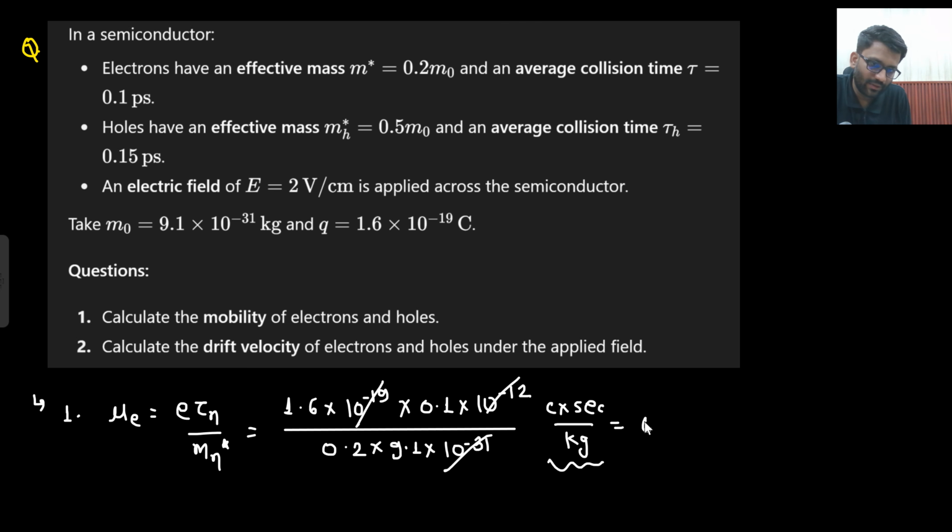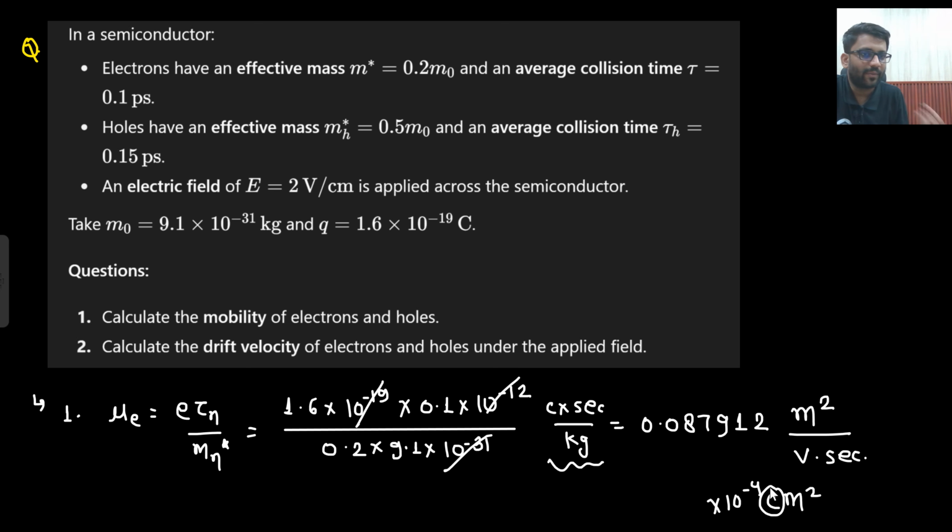So 0.08791. Why I have written so many digits? Because it may happen that the answer is given in centimeter square. But as of now, since everything is SI, your answer is coming in meter square per volt into second. But answer could be given in centimeter square. So here if you need centimeter square, what does that mean? What is the meaning of centimeter square? That means 10 to the power minus 4.